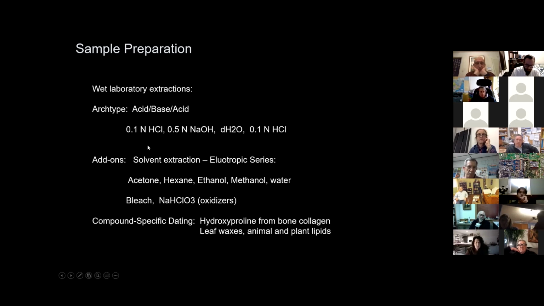And really, the first step, this 0.1 normal HCl step, these can be varied basically in their concentration. But this is probably the most critical wash, and almost every radiocarbon sample goes through it. And that first acid wash, what's that? That is designed to dissolve mineral carbonates that are precipitated in a sample.